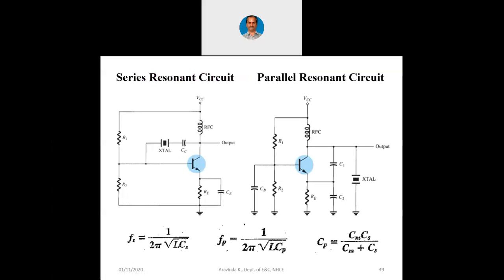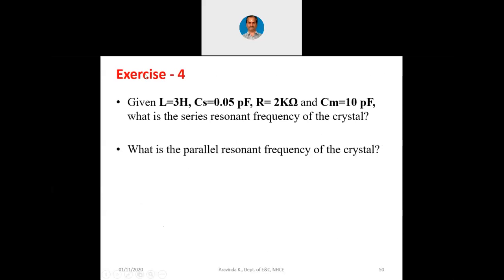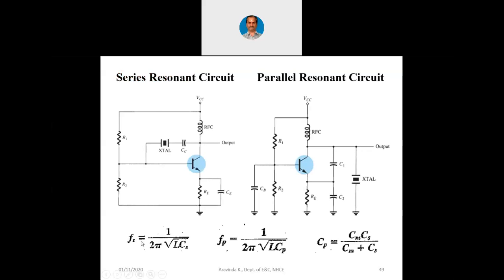Now let us have an exercise. Let us try to solve a problem. Given L is equal to 3 Henry, CS is equal to 0.05 picofarad, R is equal to 2 kilo ohms, and CM is equal to 10 picofarad, what is the series resonant frequency of the crystal? Can anyone calculate it quickly and tell me the answer? I will show you the formula once again. Fs is equal to 1 over 2 pi square root of L into CS.